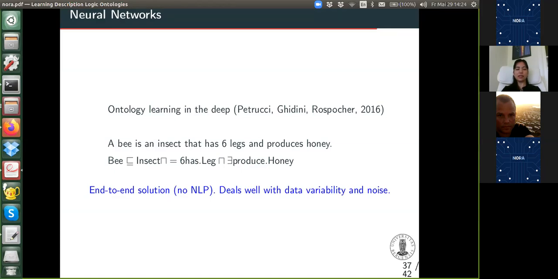So this is an end-to-end solution. It does not need natural language processing techniques, and deals well with data variability and noise, as reported by the authors. And they also reported that one of the difficulties of this approach is that there is no data set, and it would be expensive to create one. So what they did in their work was to create all the data syntactically.